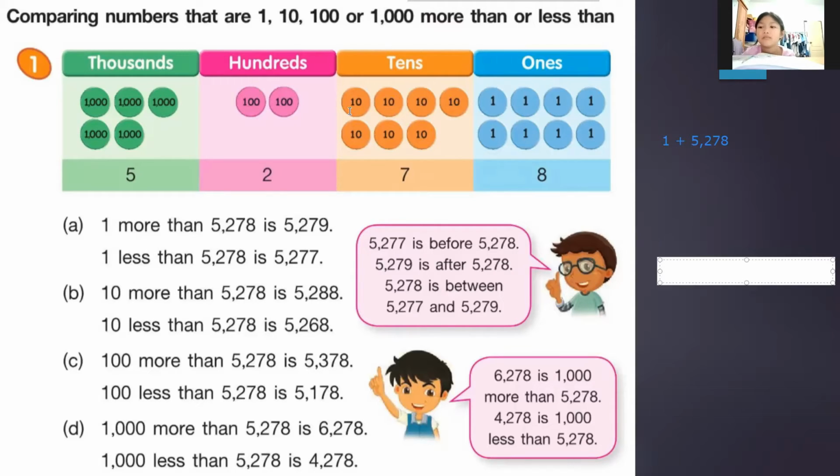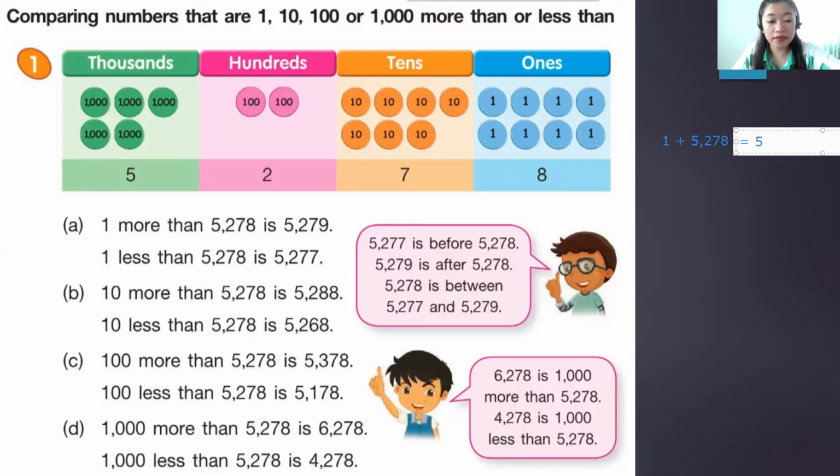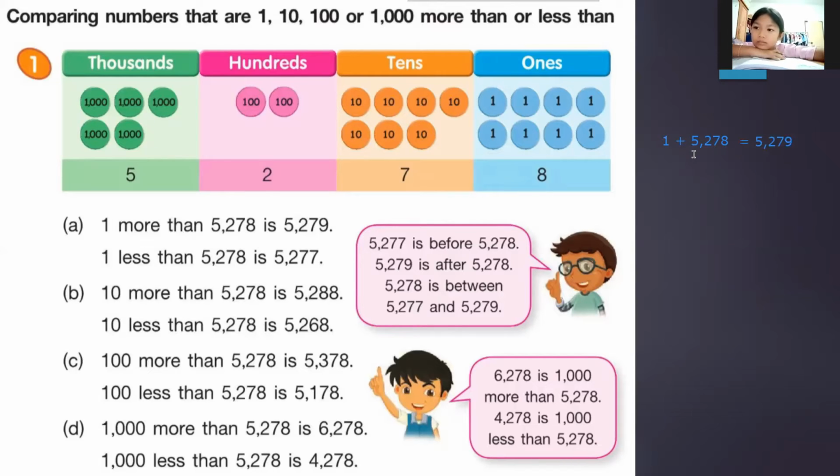So we have here 1 more than. When we say more than, it means add, plus. 1 plus 5,278 is equal to 5,279, because you just add 1 to 5,278. Okay, let's move on to the second one.